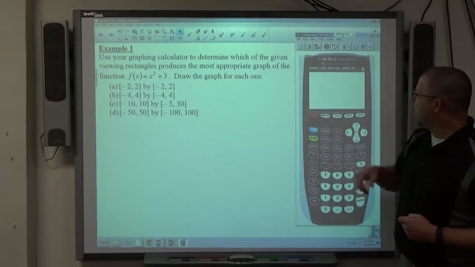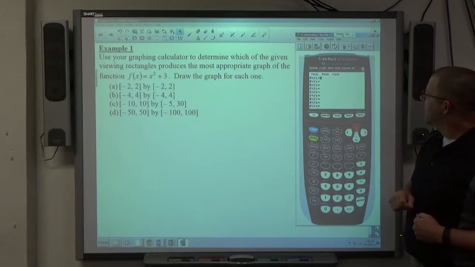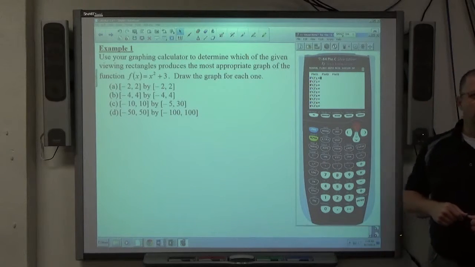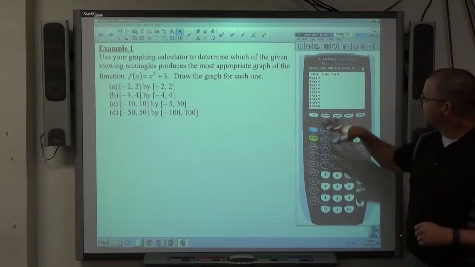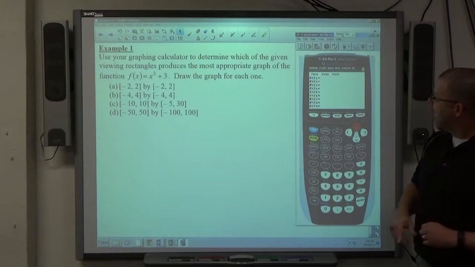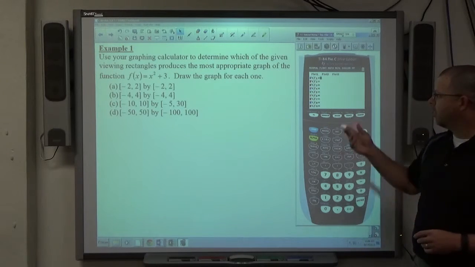So start off going to y equals. You can clear out anything that might be in there. I don't think yours will probably have much of anything, if anything. I played with a couple of these calculators earlier, but most of them should be blank. But if they have anything on them, just get rid of them. You'll notice that next to each one has colors. That's what color graph it'll give you. And you can change those colors.